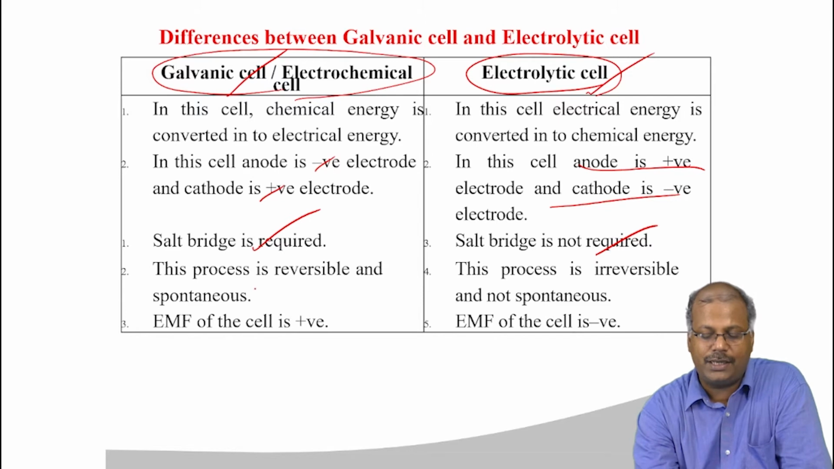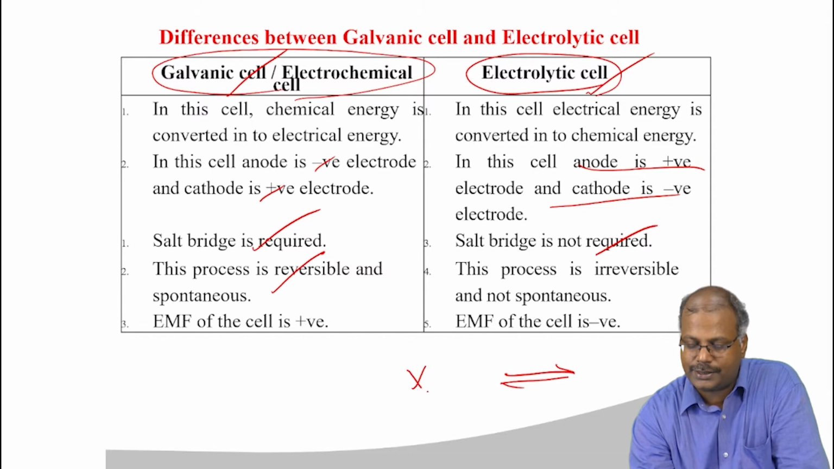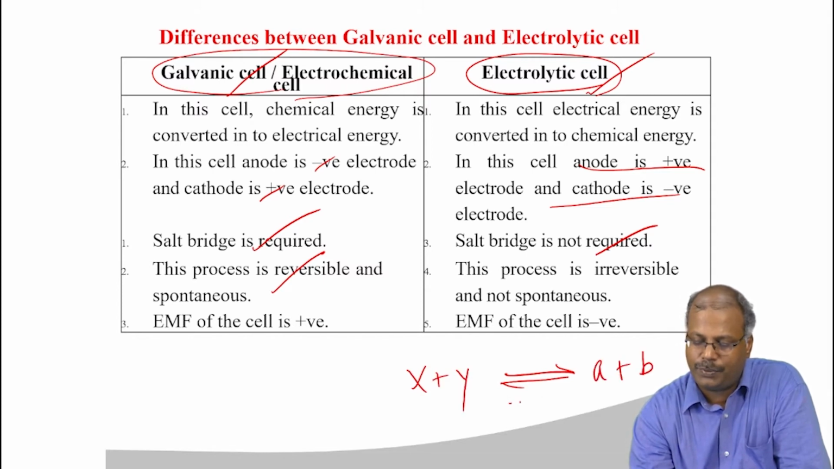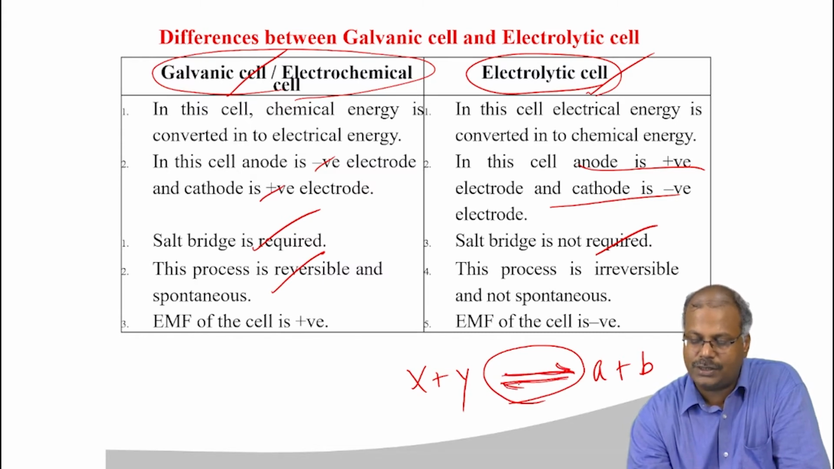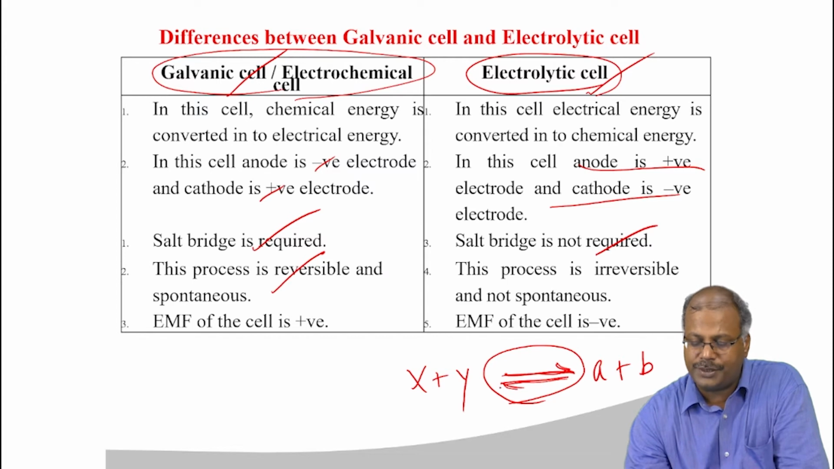And the galvanic cell or electrochemical cell is reversible and spontaneous. Reversible means we put the arrow mark in the reaction like this: X plus Y gives A plus B. If you put the arrow mark like this, it means the forward reaction and backward reaction are both possible. In equilibrium, they have the same rate. They are in equilibrium.